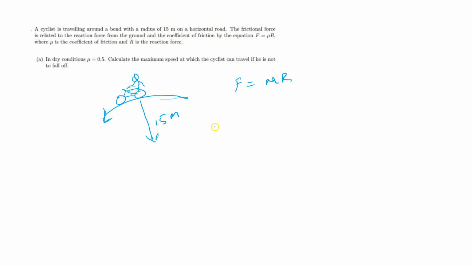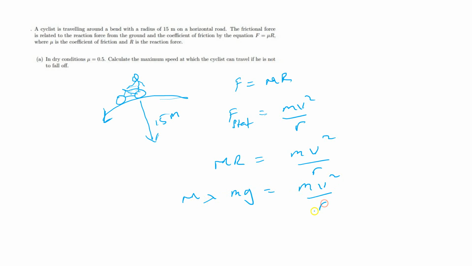So we could write this to say that since the frictional force F stat is equal to mv squared divided by R, and we have highlighted that F stat is mu times R, that is equal to mv squared divided by R. R is also equal to m times g, because along the horizontal the normal reaction force is equal to the weight. So mu times mg is equal to mv squared divided by R. We can cancel out m's, and transpose to make v squared the subject. So v squared is equal to mu times R times g, and v is equal to the square root of mu times R times g.